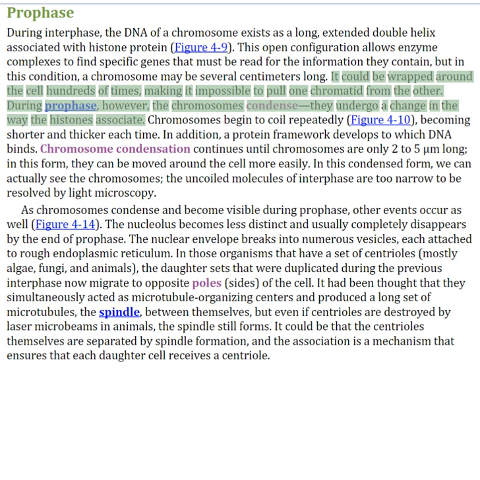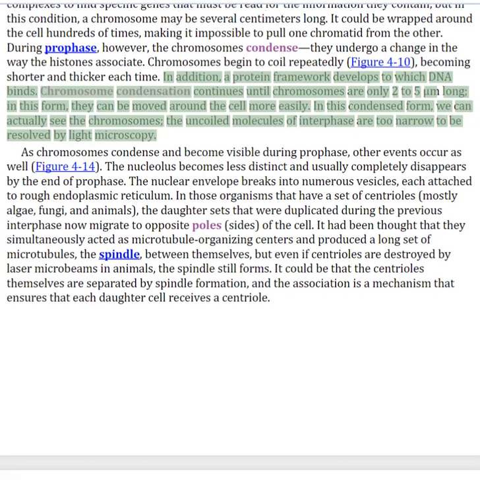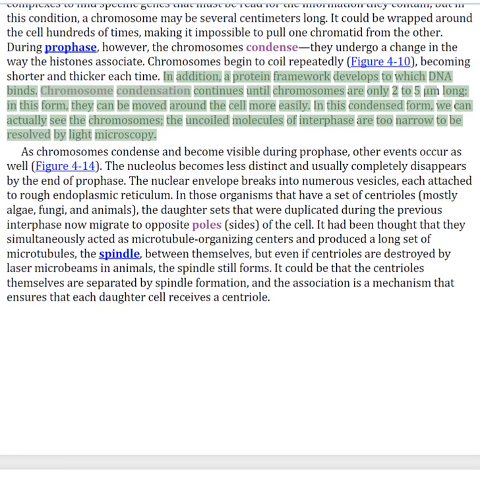During prophase, however, the chromosomes condense. They undergo a change in the way the histones associate. Chromosomes begin to coil repeatedly, becoming shorter and thicker each time. In addition, a protein framework develops to which DNA binds. Chromosome condensation continues until chromosomes are only 2 to 5 micrometers long. In this form, they can be moved around the cell more easily.